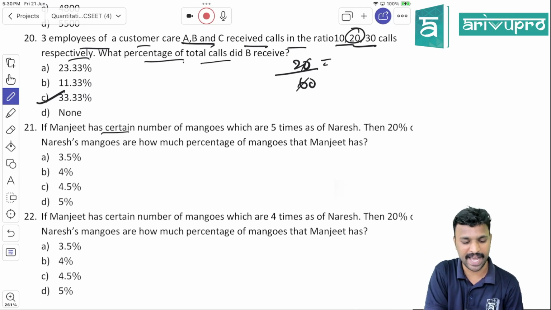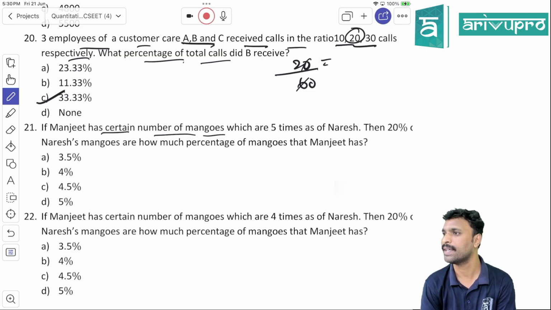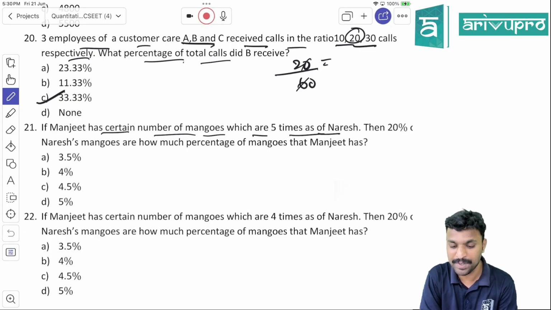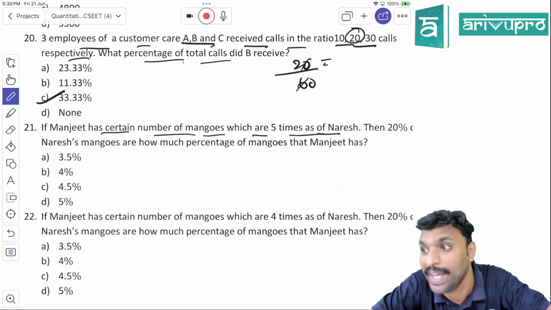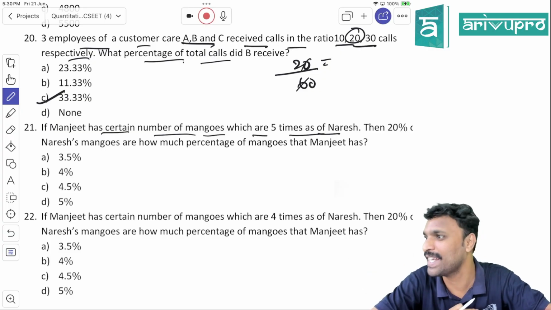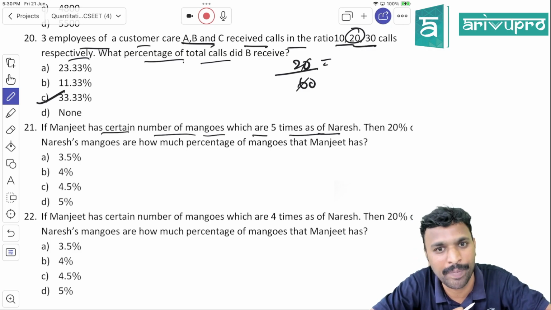Everyone, look at this. If Manjeet has a certain number of mangoes, how many mangoes did Manjeet have? We don't know. Take it as 100, which are 5 times of Naresh. So who is the reference, Manjeet or Naresh? Naresh is the reference. Naresh, you take it as 100. Manjeet will be 500.